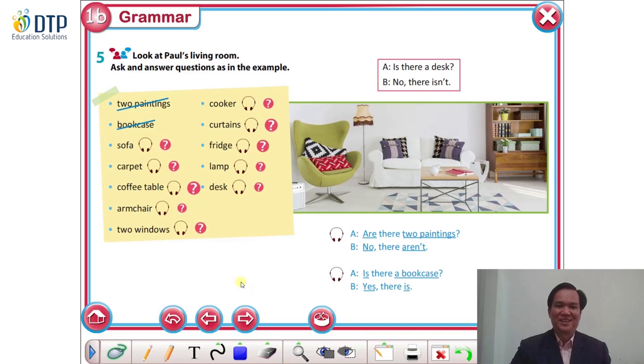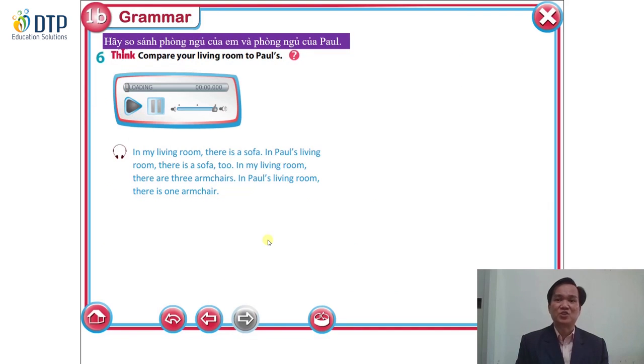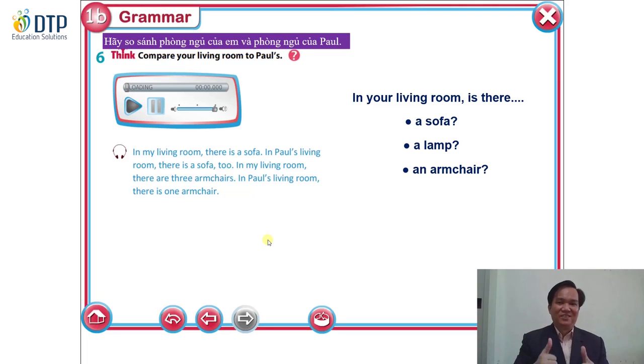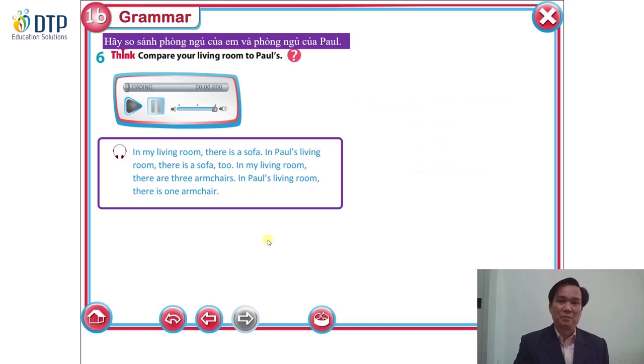Good job. Okay, now let's move on to section 6. Compare your living room to Paul's. So now tell me what you have in your living room. Is there a sofa in your living room? Okay. Is there a lamp in your living room? Right. Is there an armchair in your living room? Thank you. Now listen to the example.